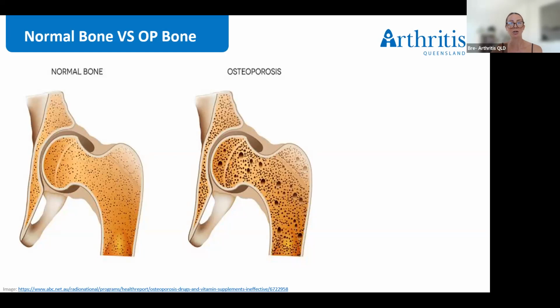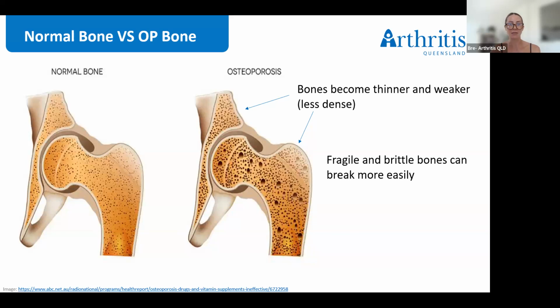So when the structure of a bone is compromised and becomes weaker and less dense, the bones have an increased risk of breaking. And that's what you can see in this picture here. So in this picture, you see the difference between a normal bone and an osteoporotic bone. So the bone with osteoporosis is thinner and weaker, and it becomes less dense. The bones are fragile and brittle, and they are able to break more easily. And then with osteoporosis, any bones can become affected.